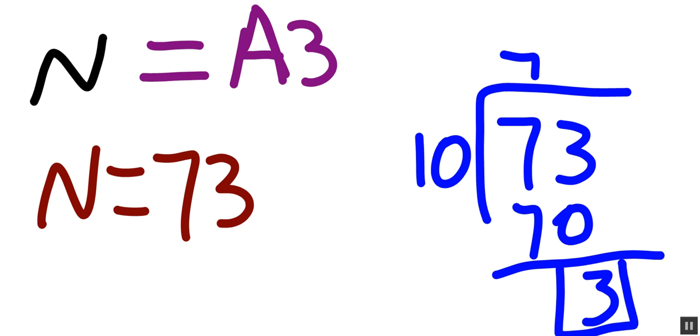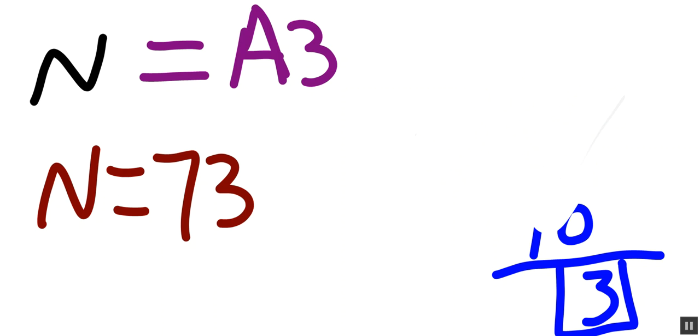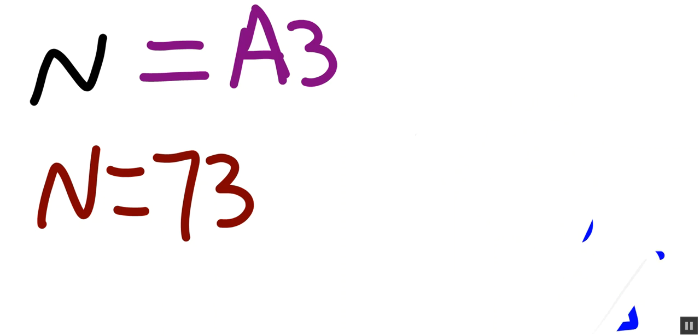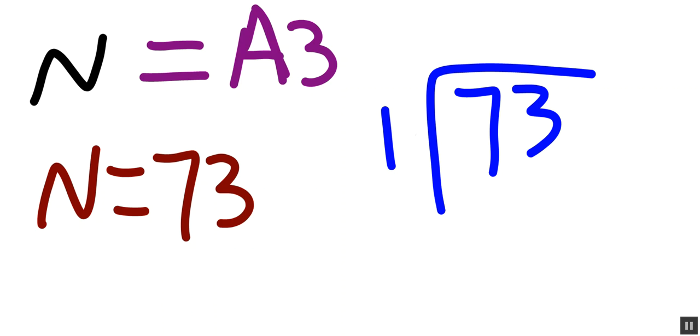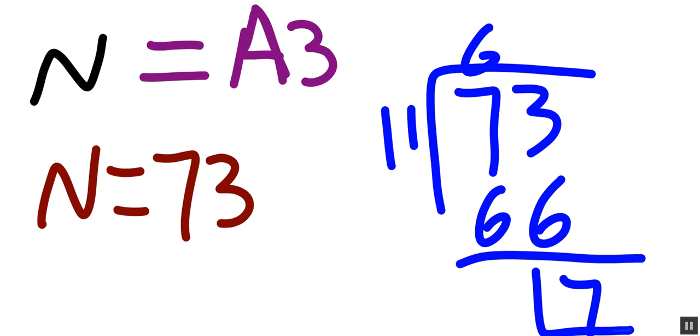The question is asking, what is the remainder when n is divided by 11? Now that's great that we found n, but we haven't solved the whole problem yet. We still need to find the remainder when n is divided by 11. So now that's not that hard. We can go ahead and divide 73 by 11. Well, we can go up 6, which is 66, and the remainder is 7. So that is indeed the correct answer.